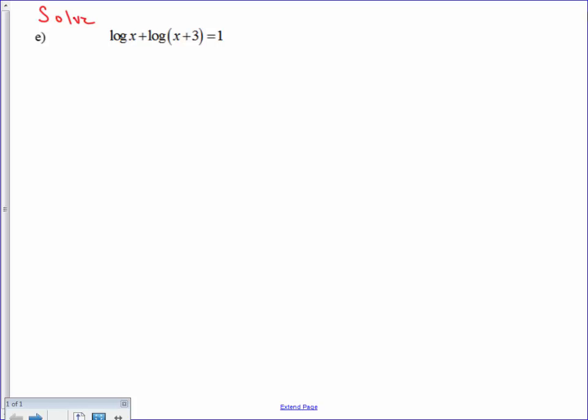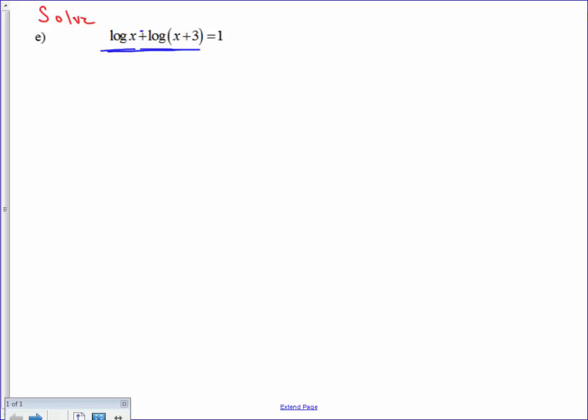Here we have been asked to solve a logarithmic equation. Notice that there is at least one term in the equation that does not contain a log. That means the general idea is to try to convert the logarithm into an exponential equation. Before we can do that, in this case, there are two logs that must be combined.